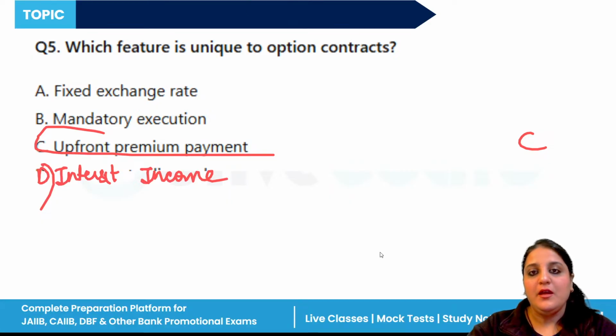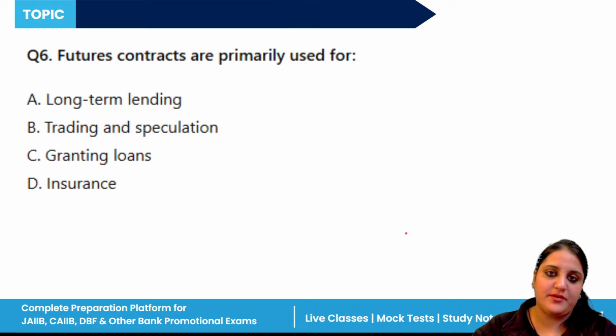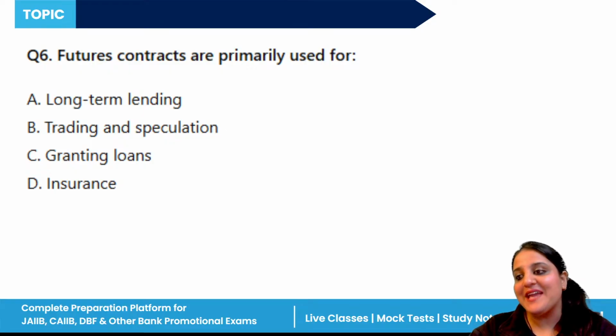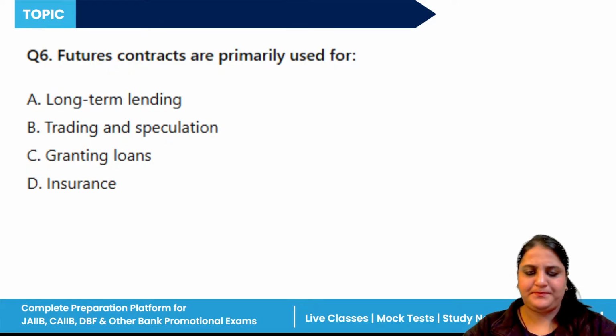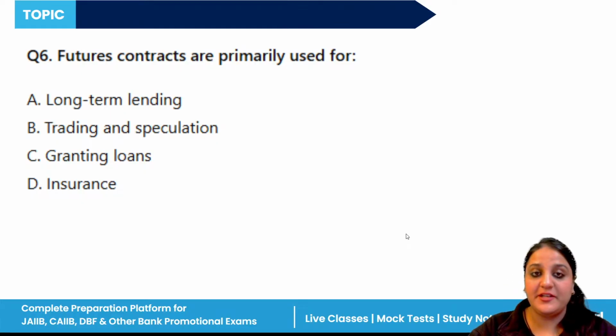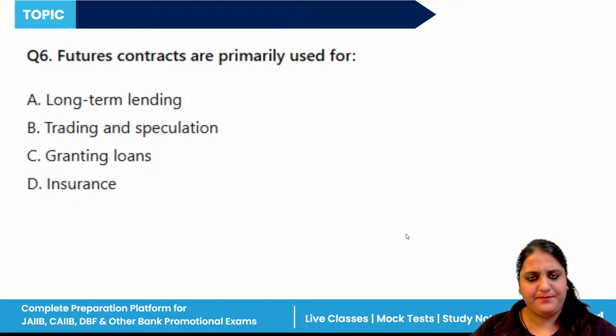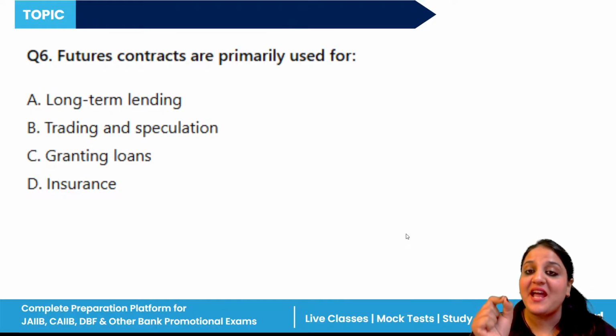Now let's talk about futures. Futures contracts are primarily used for... See, let's look at an example for futures. Suppose there are stock traders who buy and sell currencies. They trade US dollar and INR like shares every day, right? They are trading US dollar and INR every day. They don't want delivery, they want only the price difference.